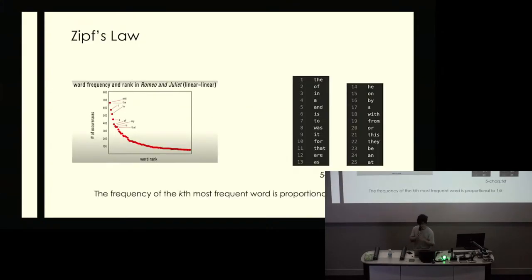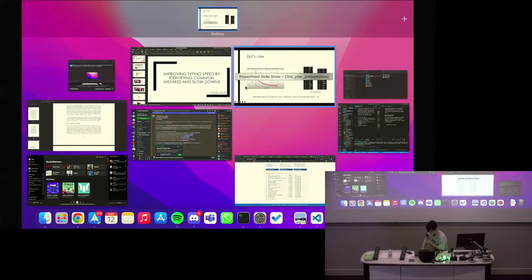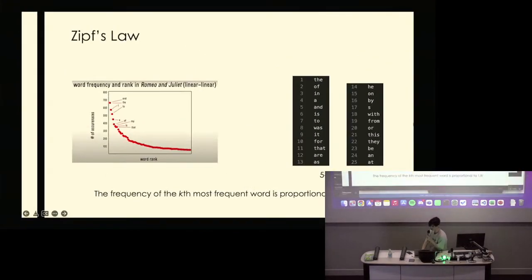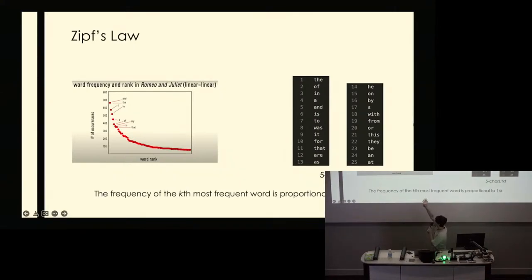So in order to do this, we use what's called Zipf's law. Essentially, Zipf's law tells us that the nth most frequent word in a language is proportional to 1/k. So it's a reciprocal correlation. As you can see, if you look at this graph of Romeo and Juliet, pretty clear. You have the, and it goes on and so forth.